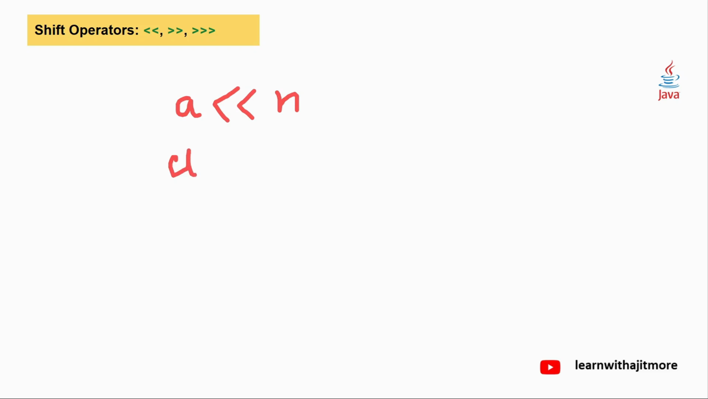This is right shift, but sign fill right shift. And >>> is called zero fill right shift. I'll tell you the difference between them. Both are right shift, but this is sign fill right shift and this is zero fill right shift. These are three binary operators, and A and B are both always integers.